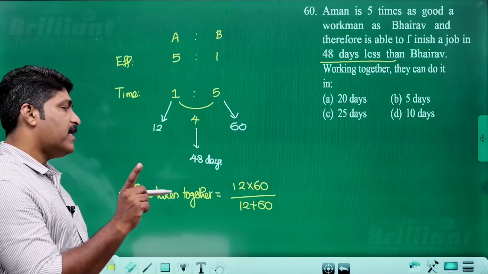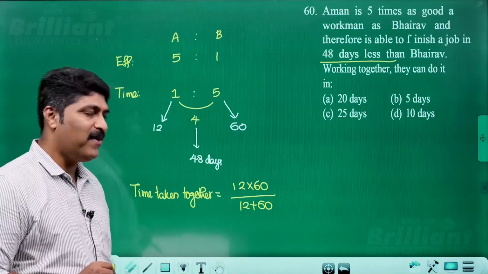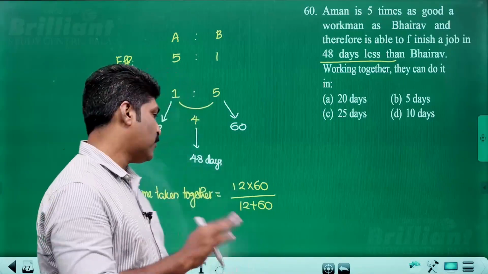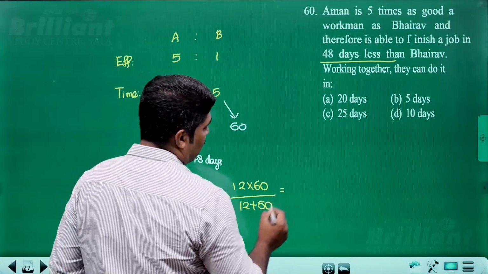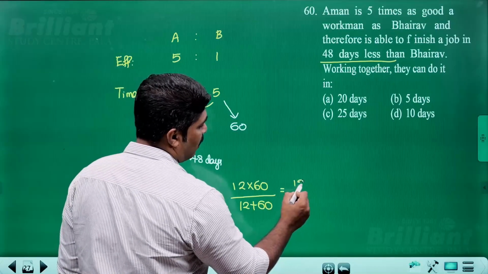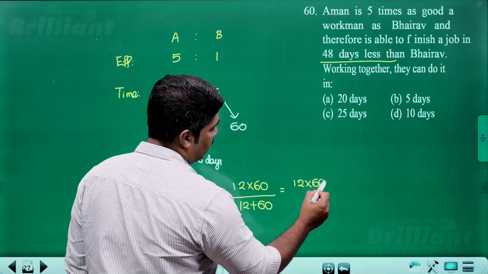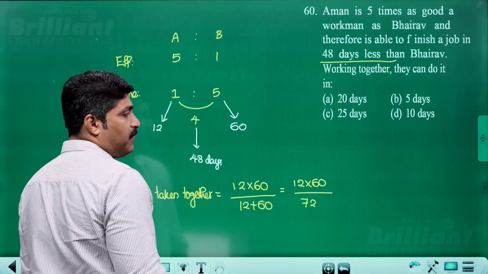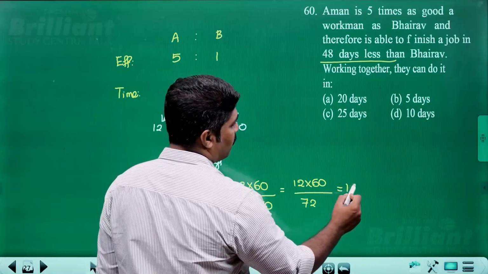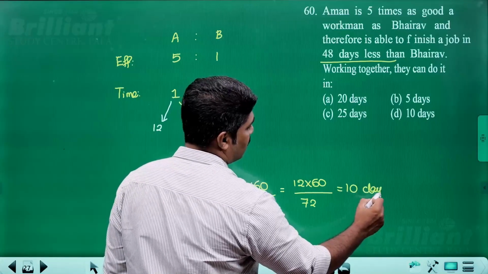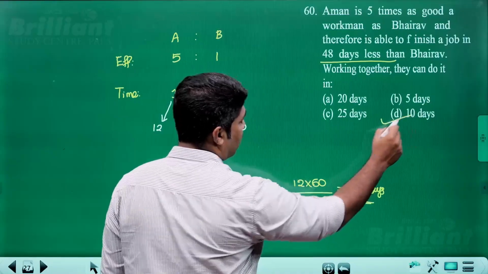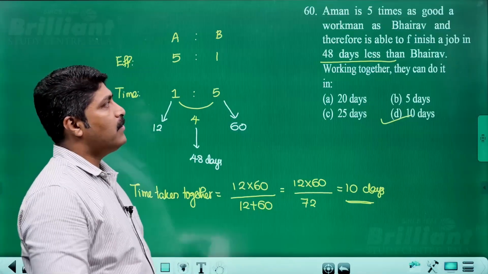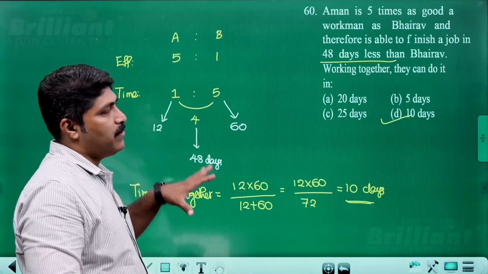If A can complete a work in X days, B can complete the same work in Y days, then the time they together require is X into Y by X plus Y. Here, this is 12 into 60 divided by 12 plus 60, that is 720 by 72. Simplifying, this is equal to 10 days. So that means they together required 10 days for the completion of this work. This is an easy approach to such a question.